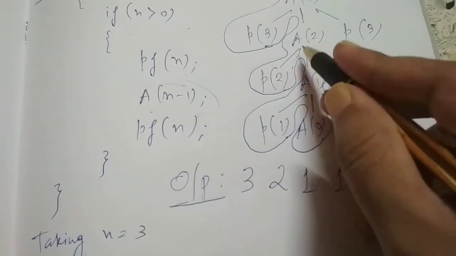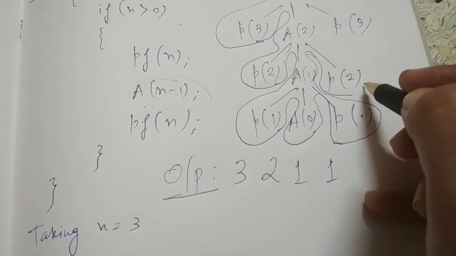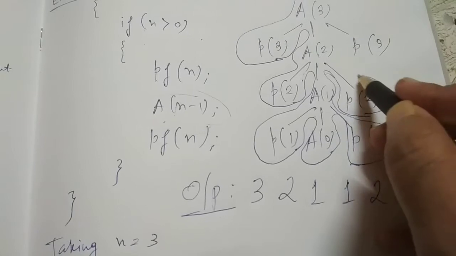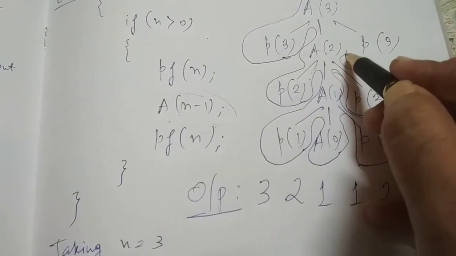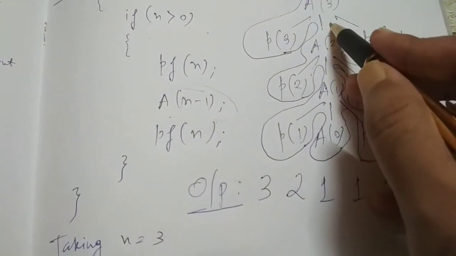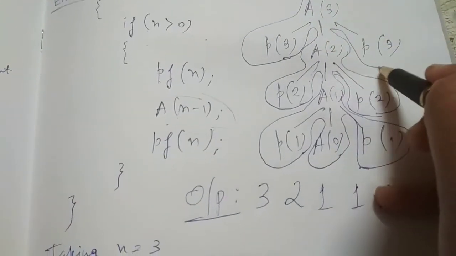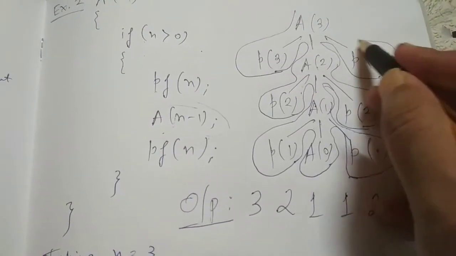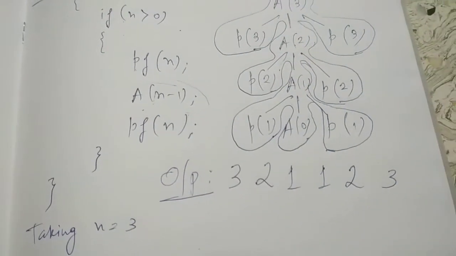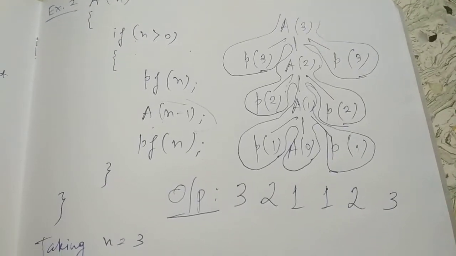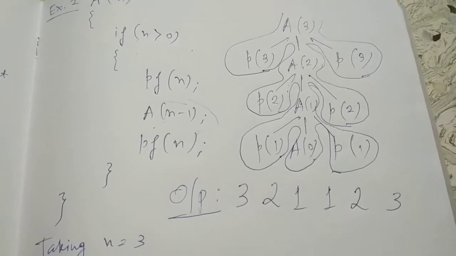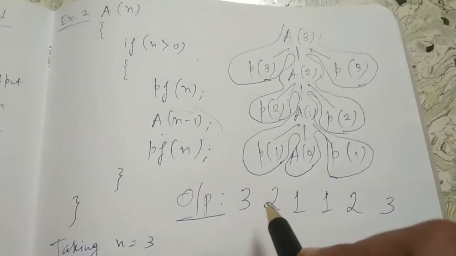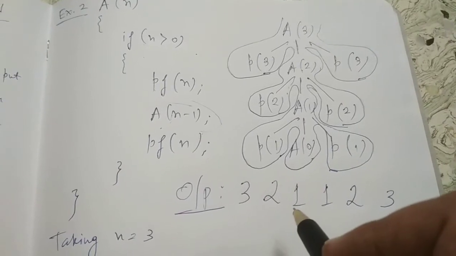So I'm trying to cover the branch of a of 2. I find that there is a printf statement. And what is the statement? Printf 2. So I print 2. And then again I go back up. And now I see that I have covered a of 2 completely, but there is a branch of a of 3, so I have to cover that. So I have to print 3. So I'll print 3. And on printing 3, again I go back up and I see that I have completely covered the root, which is a of 3. So my output is 3, 2, 1, 1, 2, 3. So this is how you can trace out a recursive function.